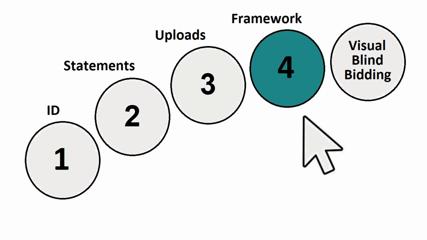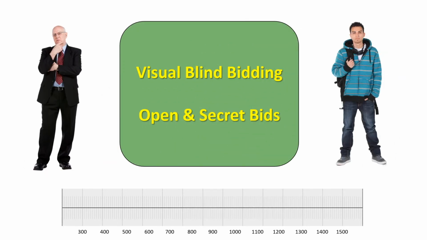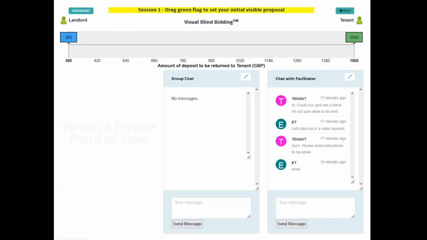Now the parties are ready to engage in visual blind bidding to negotiate the final refund amount. They can make open and secret offers in multiple sessions over a range from £300 to £1,500. Now let's jump into the simulation so you can see for yourself how it works.